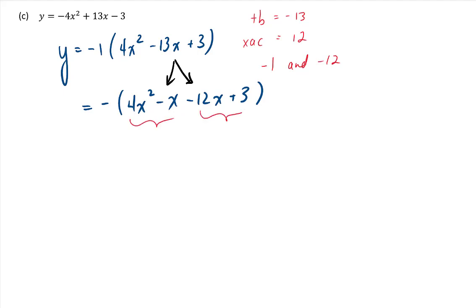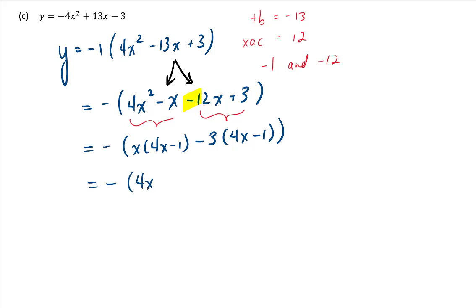Again, we're going to factor by grouping. So we get negative, take out the common factor of x, 4x minus 1, take out the common factor of negative 3, and we get 4x minus 1. Remember, when we see that leading coefficient that we're factoring as negative, we want to factor out the negative. Finally, we have negative. We take out the 4x minus 1 from both terms, and we're left with x minus 3. So there's the factored form for this quadratic.